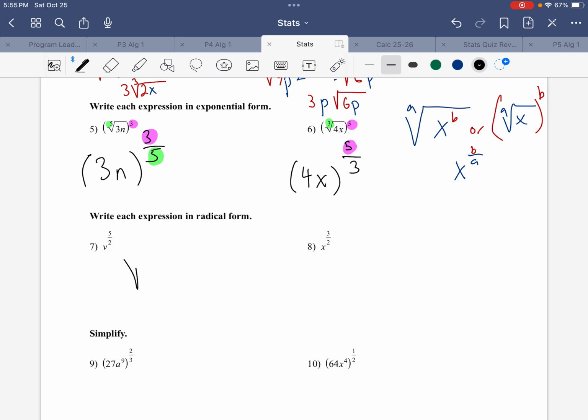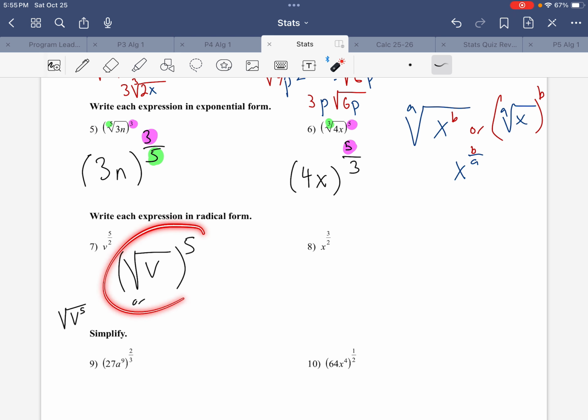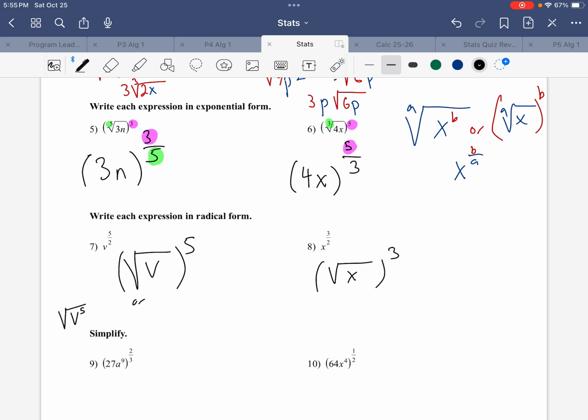If we were to go the opposite way with this, if it's v to the 5/2, you could write this like the square root of v raised to the 5th. You don't have to show me both ways of this, you just have to pick one. I think because the examples are shown in this way usually, most people will write the answer like this, but that's still true. Same thing with x to the 3/2, square root x cubed. We can't expect it's always going to be 2. It could be to the 3rd, it could be to the 4th.